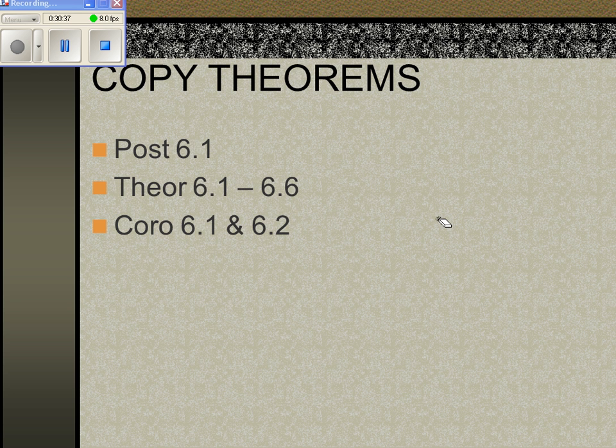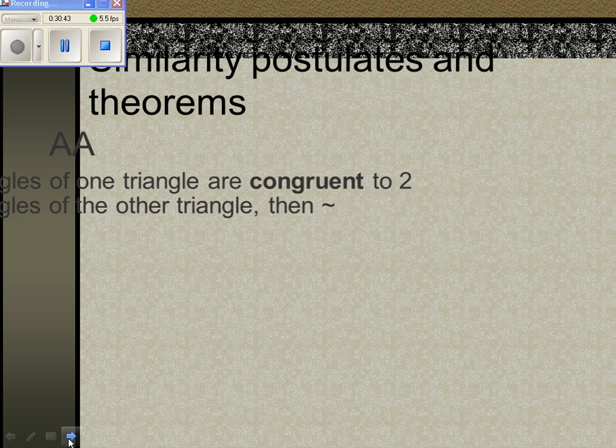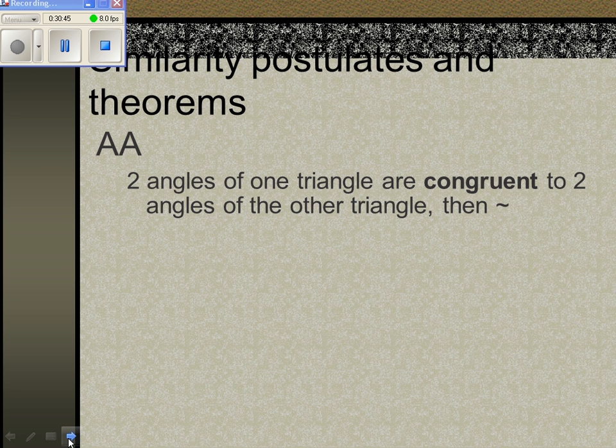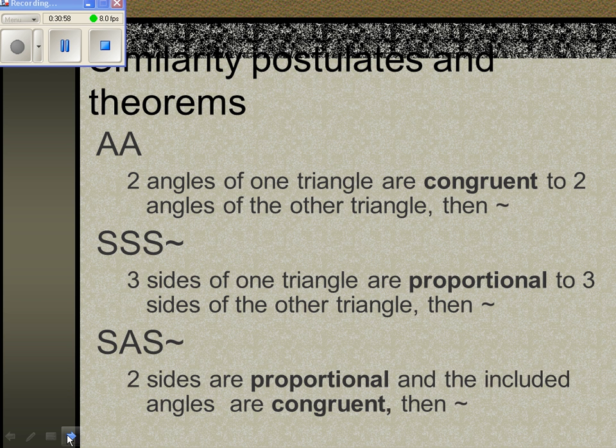I really didn't do too much of that. Angle, we just talked about that one. Side, side, side: all three sides of one triangle proportional to all three sides of another triangle, not congruent, proportional. And then the last one, side, angle, side. The angles are congruent, sides are proportional.